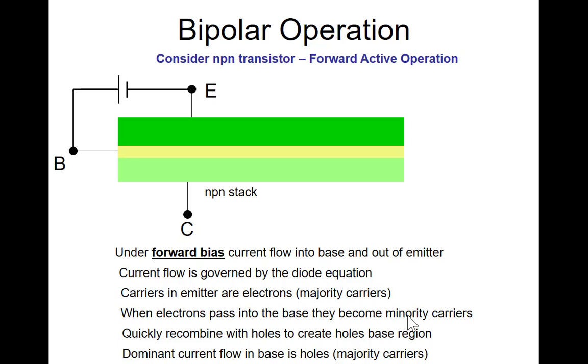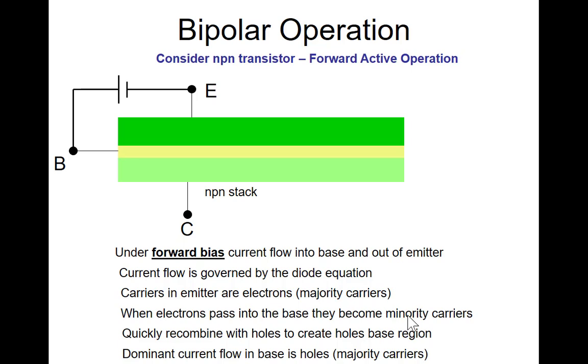The carriers in the emitter are electrons, so they're majority carriers. The carriers in the base are what? Holes. Are they majority or minority carriers? Minority? Remember, holes in a p-type region are still majority carriers. So the current flow in the emitter is by majority carriers, and the current flow in the base is by majority carriers. It just happens that in one place they're holes and in one place they're electrons.